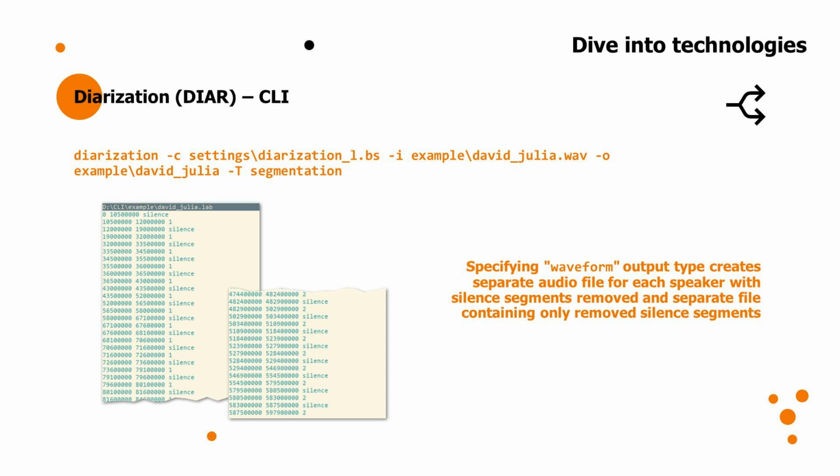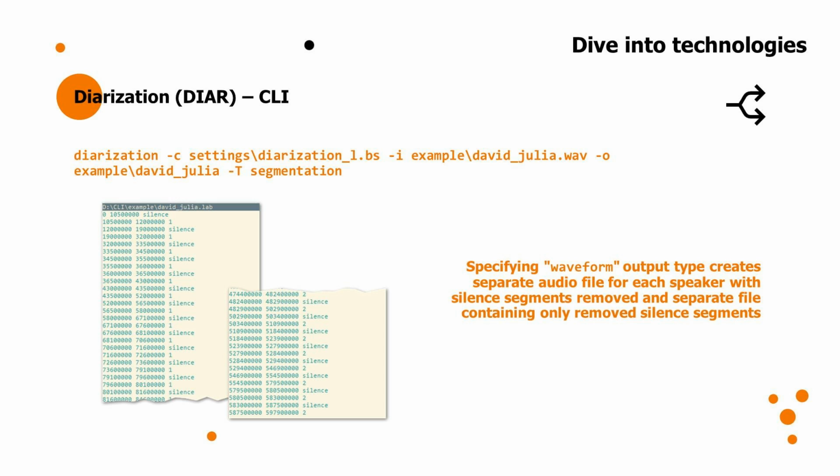The shown example creates a diarization segmentation file which has a structure very similar to voice activity detection segmentation file. It's a plain text file containing 3 columns separated by space: segment start time, segment end time, and then either the word silence or an ID of the speaker speaking in the given segment, like speaker number 1, speaker number 2, and so on. The times are in HTK units. 1 HTK unit is 100 nanoseconds, so dividing the times by 10,000 gives the amount of milliseconds.